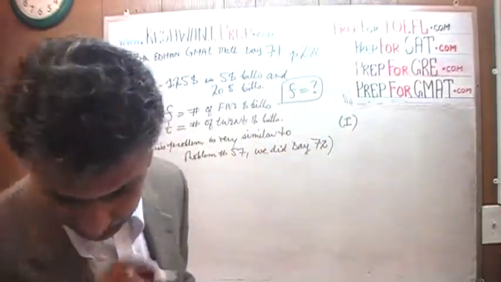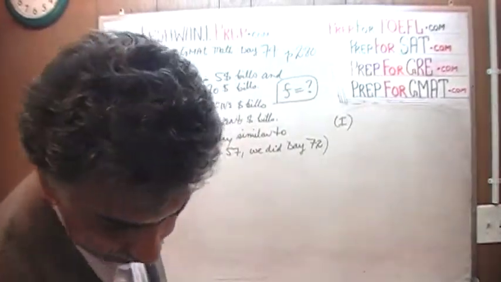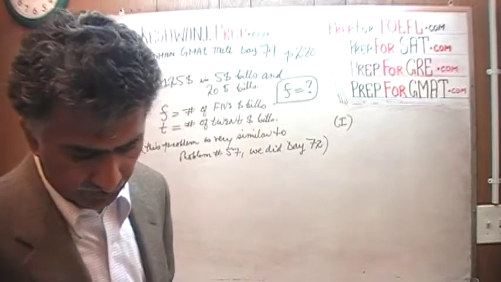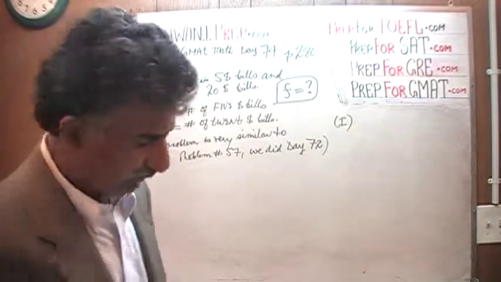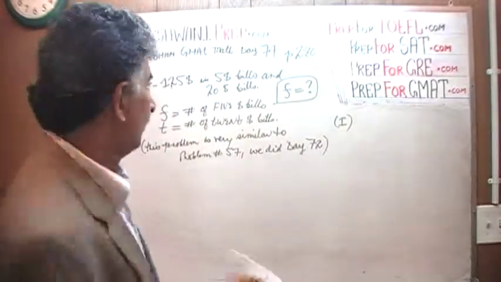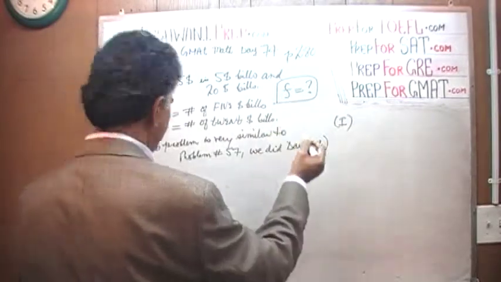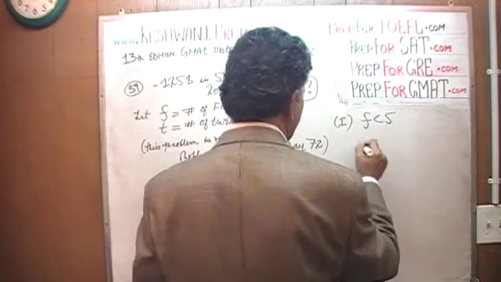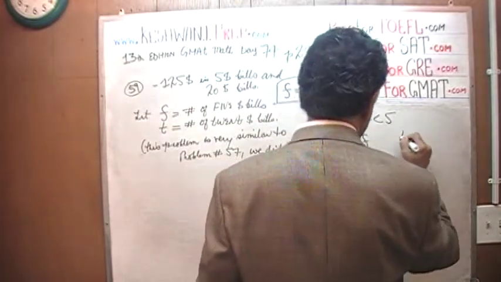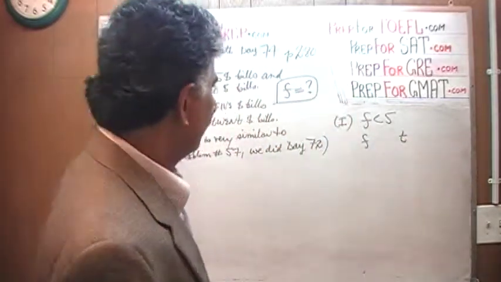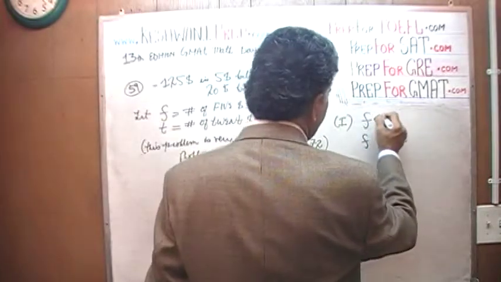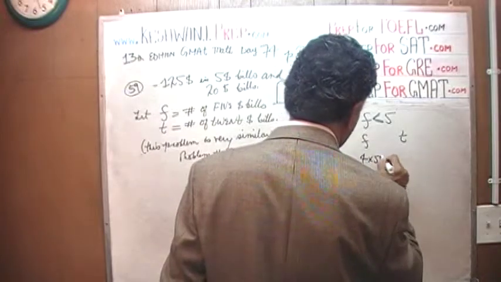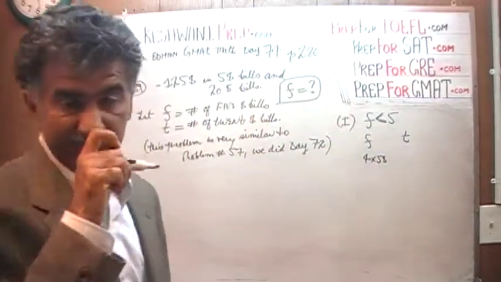Statement 1 tells us, number 59, that we have fewer than 5 bills worth $5 each. And $5 bills is what we're calling F, and we are told that F is less than 5. So here is our F, and here is our T. Let's see what happens. Since we have fewer than 5, I'm going to pretend that we have 4. If we have 4 $5 bills, that's $20.